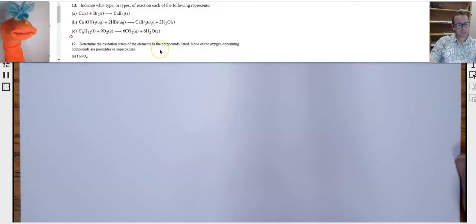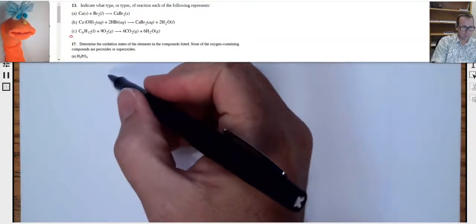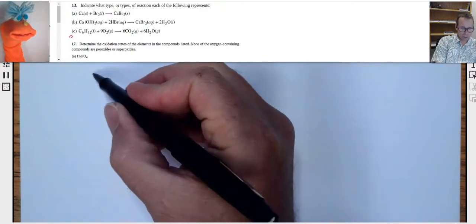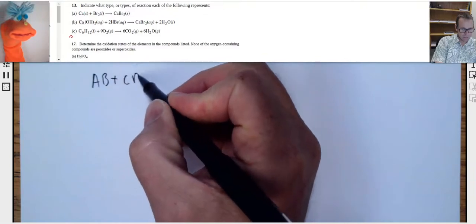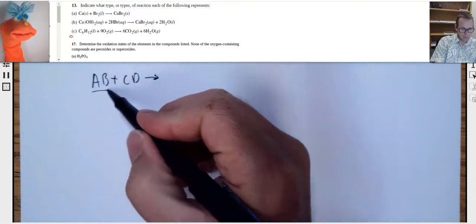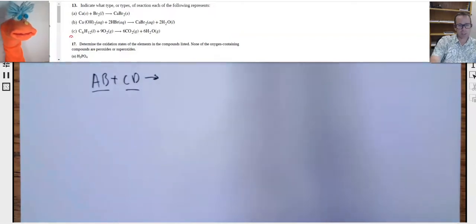Okay, so problem 13, indicate what types of reactions each of the following represents. There are two or maybe three types of reactions that we want to be aware of. The first reaction that we already have discussed a little bit is the metathesis reaction, right? Do you remember what A, B, and C, D represent in this type of reaction?